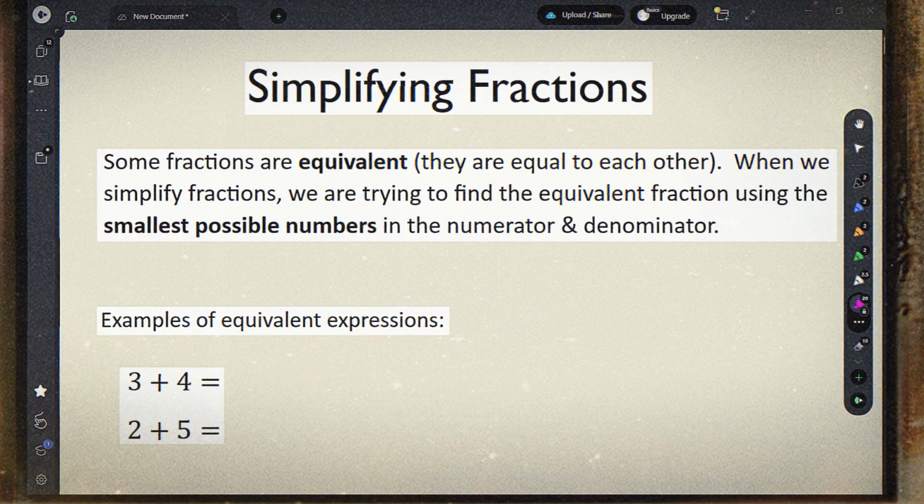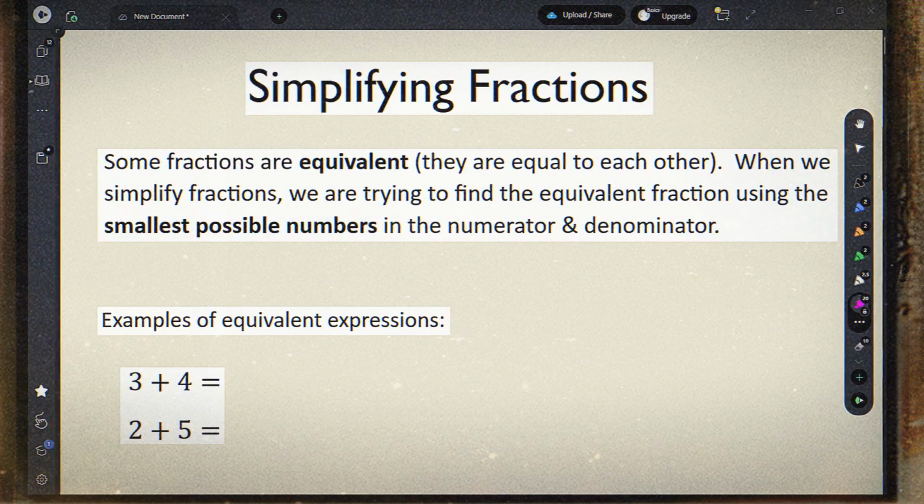Let's take a look here at simplifying fractions. It says here some fractions are equivalent. Equivalent means they're equal to each other. Now, when we're simplifying fractions, we are trying to find the equivalent fraction using the smallest possible numbers in the numerator and denominator. So top and bottom of the fraction, we want to get the numbers as small as possible and have it still be equal or equivalent to the original fraction.